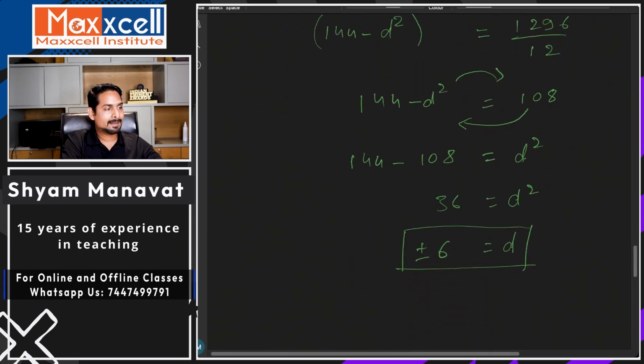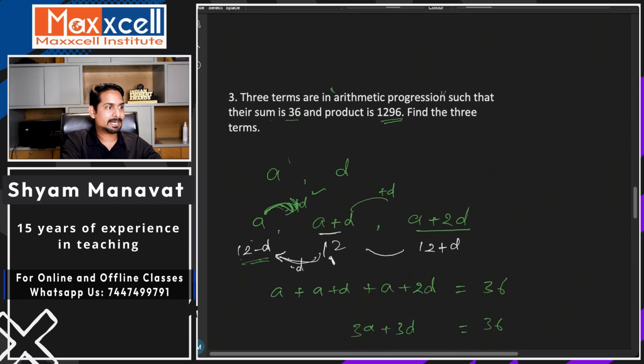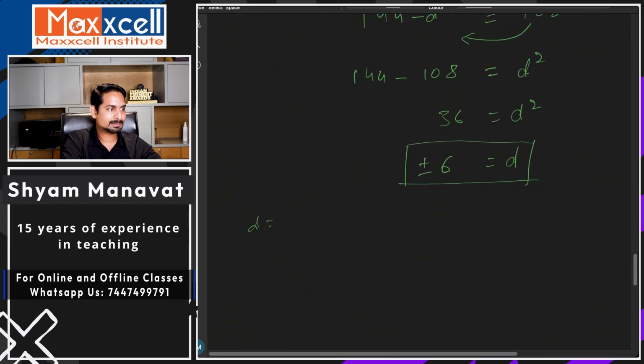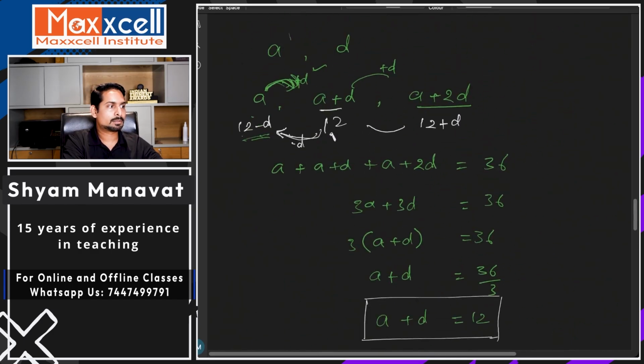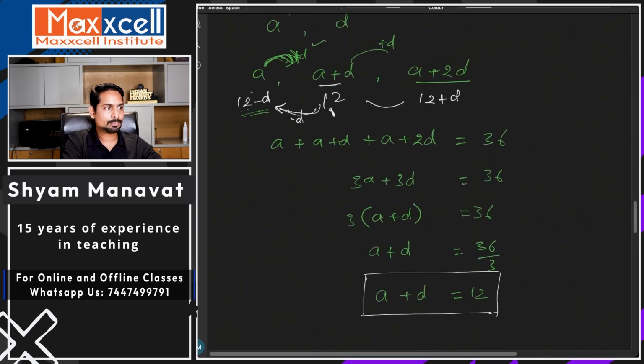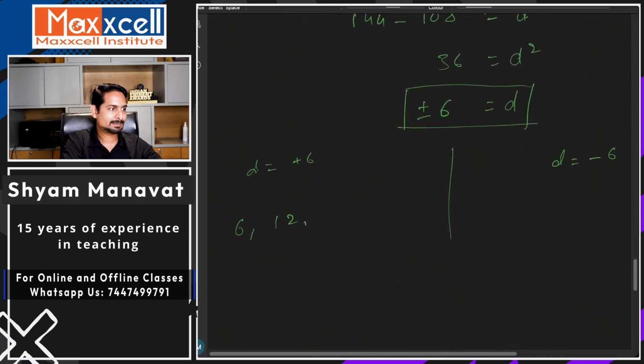Well, is this the answer? No. The question said find 3 terms. So 3 terms will be what? If I say d equal to plus 6, it's the same thing. Even if you take plus 6 or minus 6, in both cases you are going to get the same terms. If you take plus 6, then the first term is 12 minus 6, which is 6. Second term is 12, and the third term is 12 plus 6, which is going to be 18.